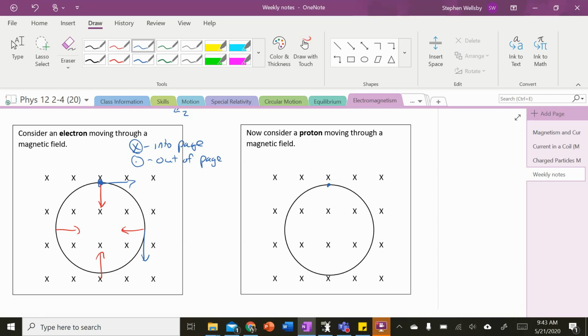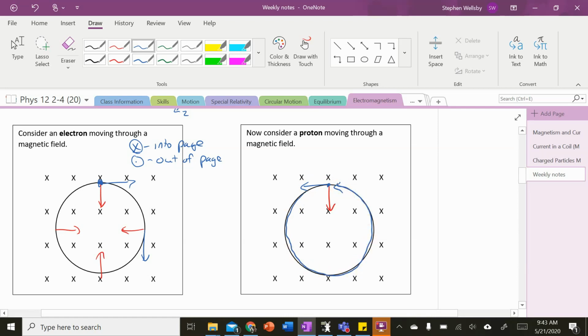Now for the proton, I'm going to use my right hand rule. In this case, my 3 fingers of my right hand are still going to be into the page. My thumb is still going to be downwards at this top point here. And so when my thumb is downwards and my 3 fingers are into the page, that means my index finger indicating the direction of motion is going to be to the left, which means that this is going to follow a circular path. It's going to be counterclockwise.